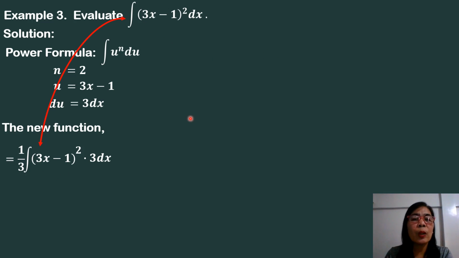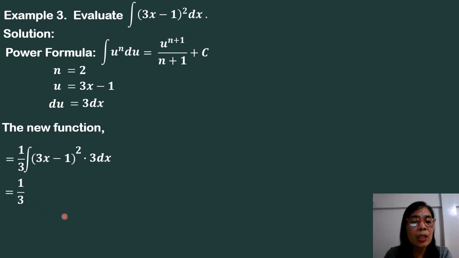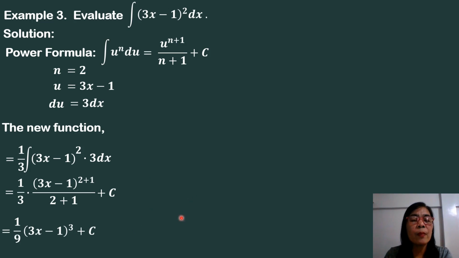So we are now ready to apply the right side of the power formula, which is u raised to n plus 1 over n plus 1 plus c. So the constant factor outside is just copied. Then we have now our u raised to n times du, and that will be equal to u raised to n plus 1 over n plus 1, and then plus the arbitrary constant c. So as we simplify, we now have 1 over 9 times the cube of 3x minus 1 plus c.